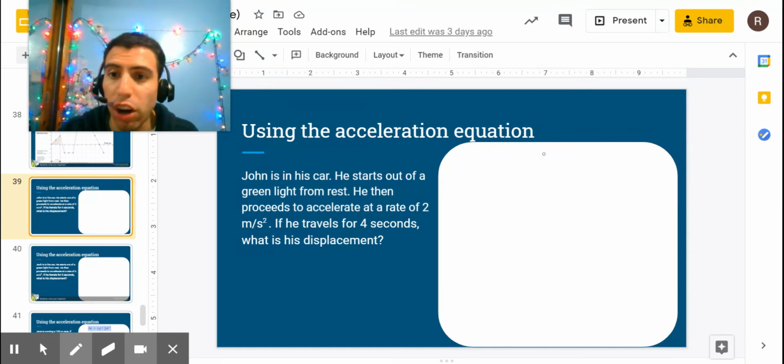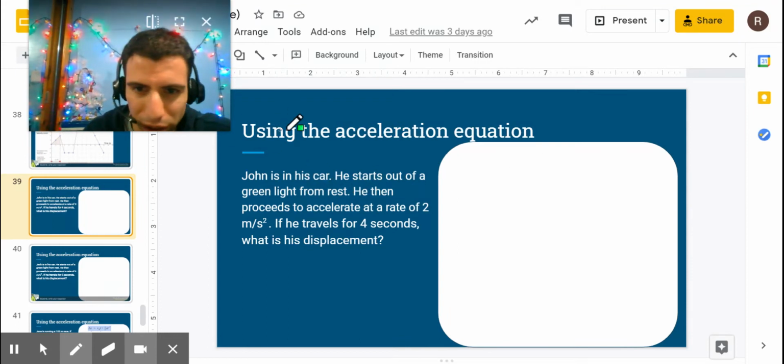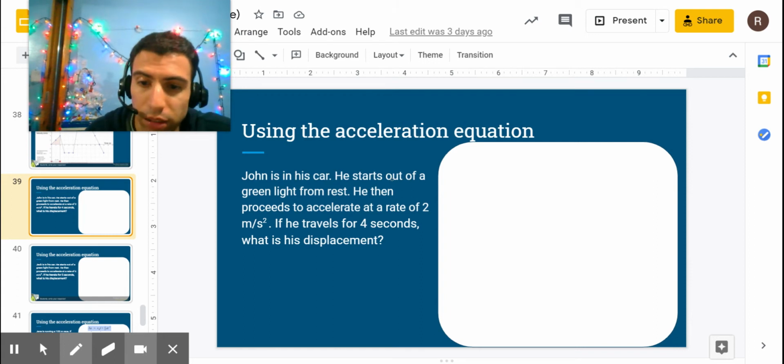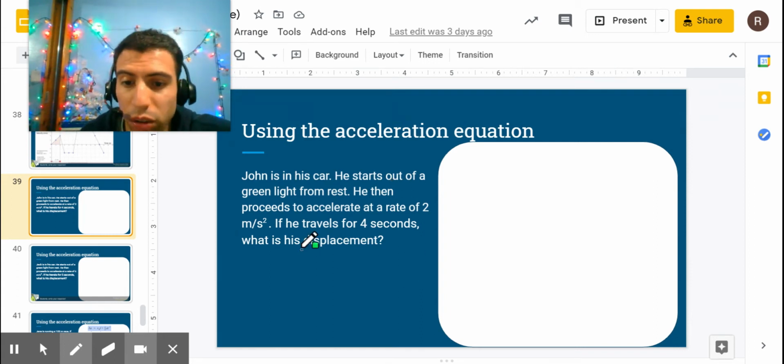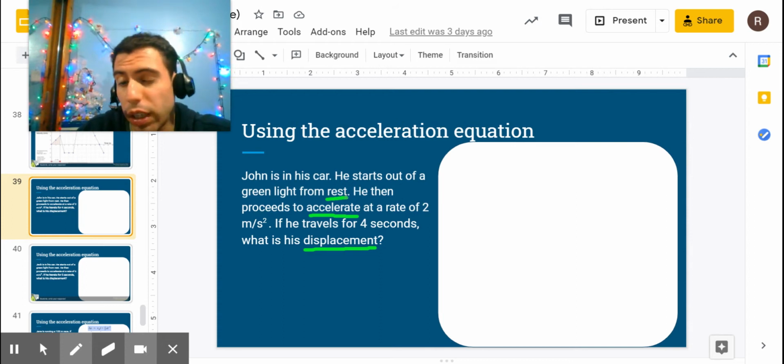John is in his car, and he starts out from a green light from rest. Now I can already see a few highlighted words, but let's read this through. He then proceeds to accelerate at a rate of 2 meters per second squared. If he travels for 4 seconds, what is his displacement? Notice, since this is asking for displacement, I have an acceleration, and I also have a term like "from rest." That does tell me a few things.